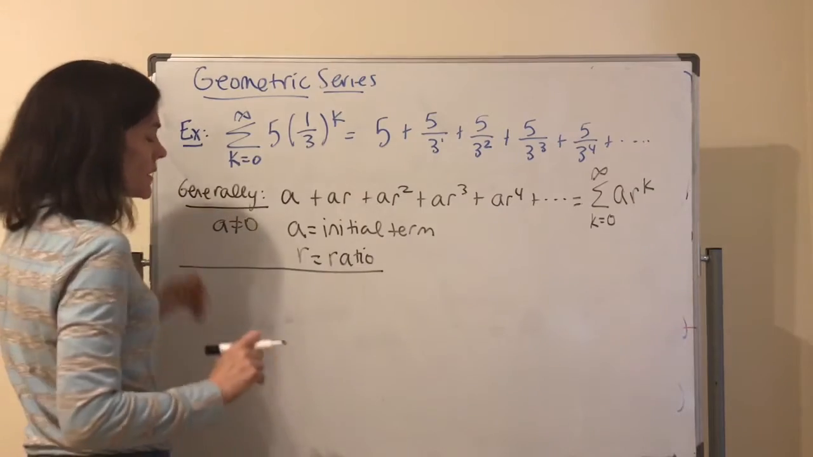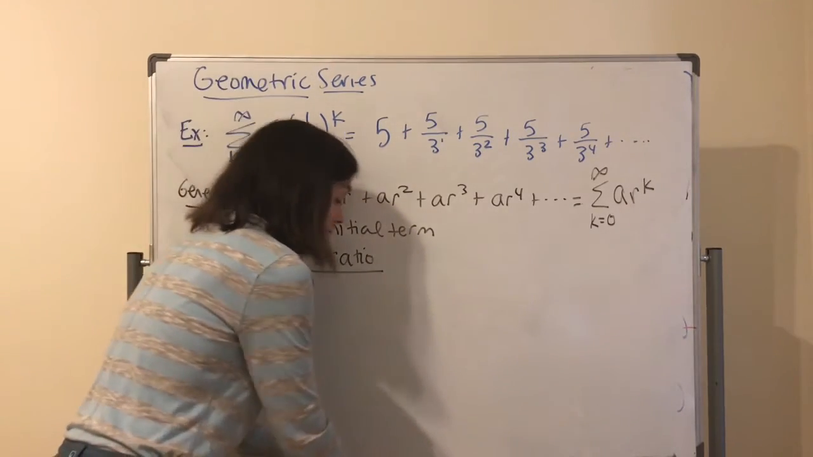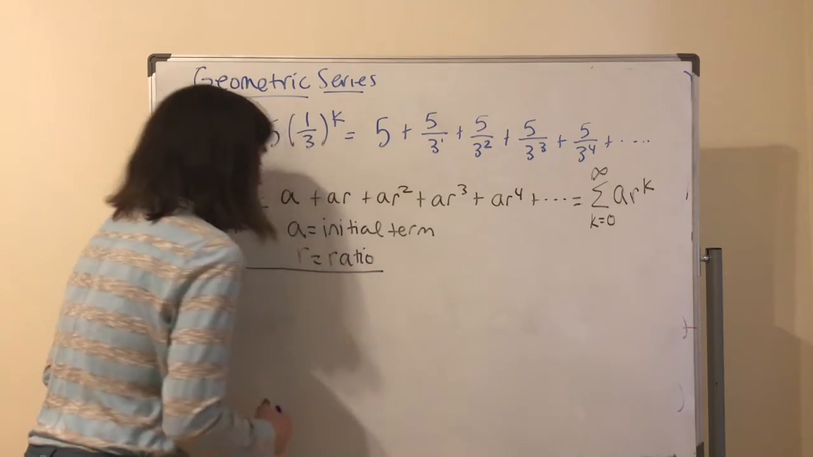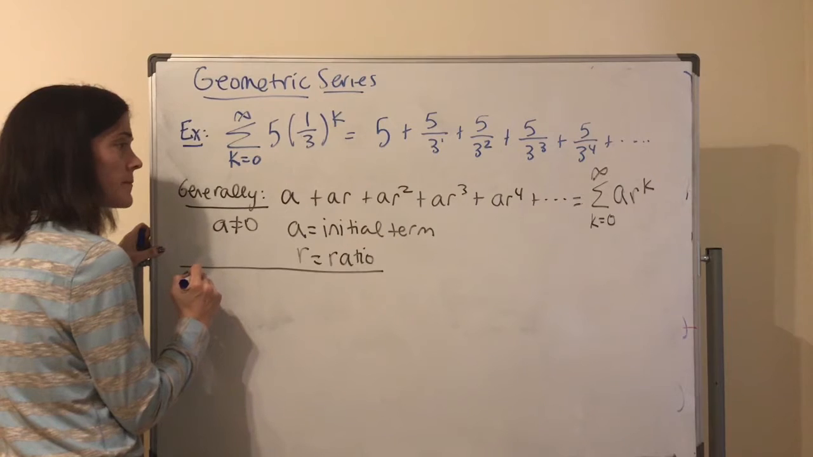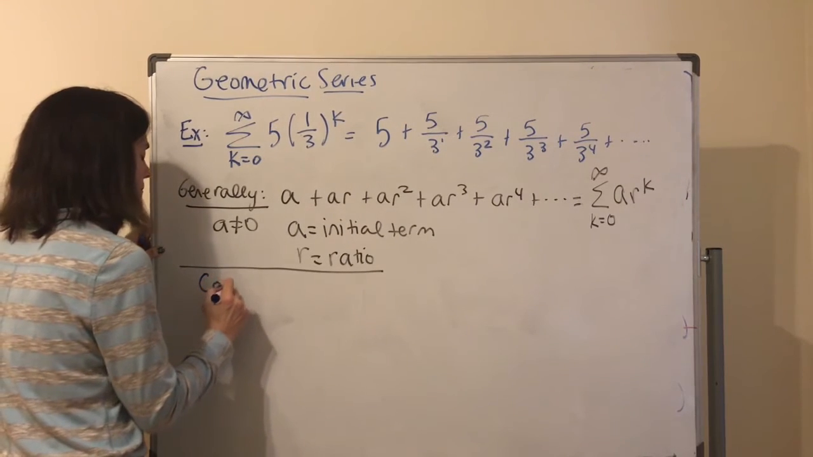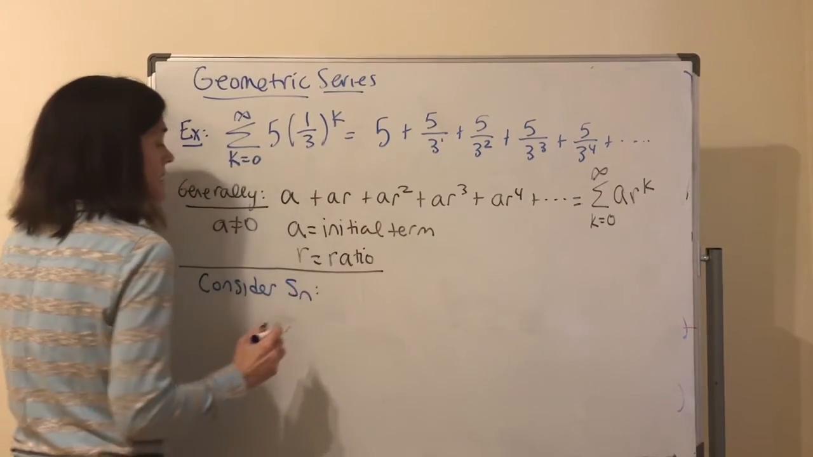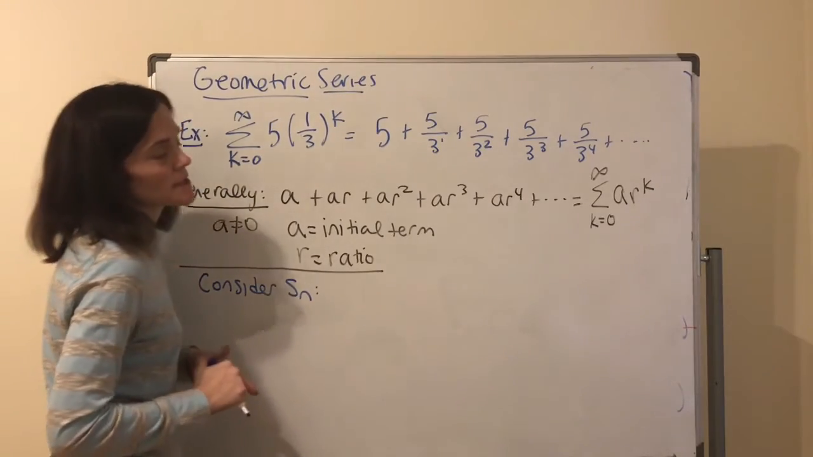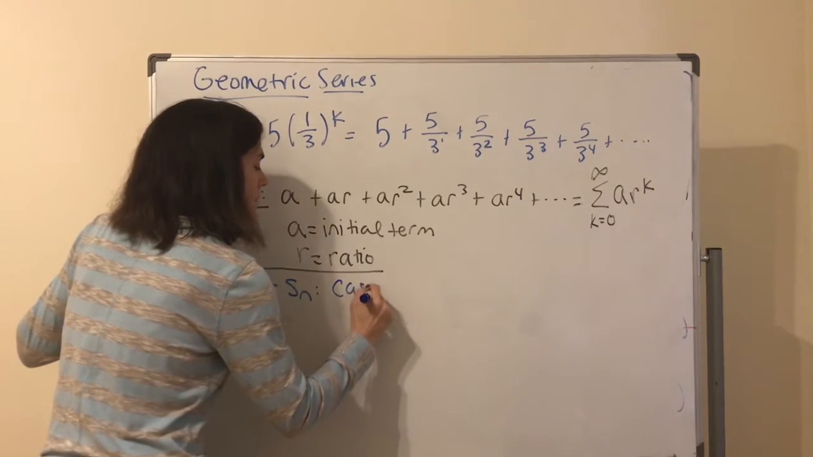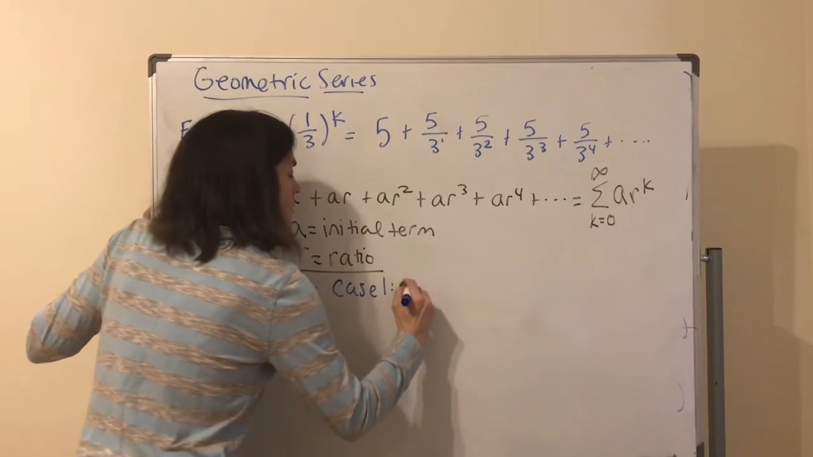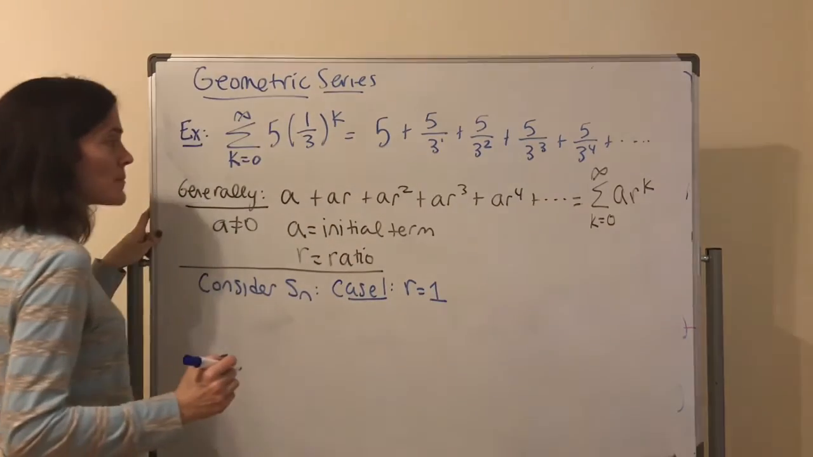Okay, well, here's one example. Let us, right now, figure out what's going on with the convergence and divergence of this series. So let's consider Sn for the geometric series. I'm going to have to do this in two cases. Case 1, r is equal to 1. And you'll see why I'm breaking it into two cases in a moment.